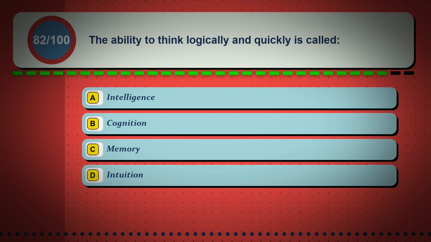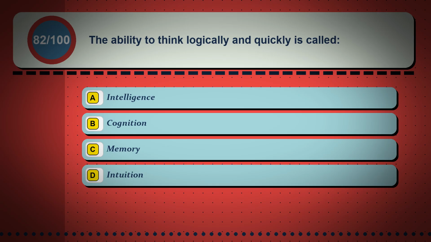Question 82. The ability to think logically and quickly is called Option A, intelligence. Option B, cognition. Option C, a memory. Option D, intuition.